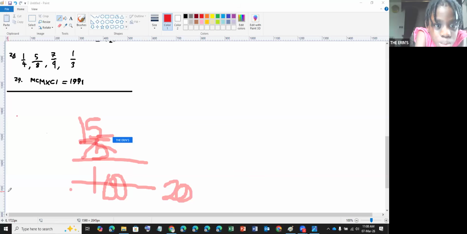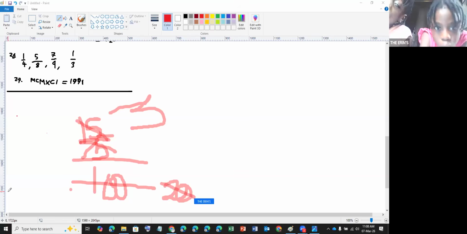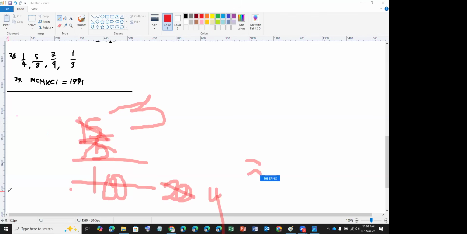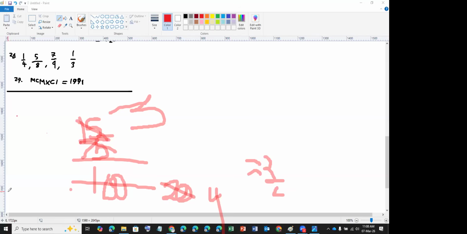So this 15, you said that we will divide 75 by 5. It's going to be 15. And 5 into 15 is 3. And then 5 into 20 is 4. So our answer is 3 over 4. Remember that you were explaining that. It's 3 over 4. Listen to yourself.